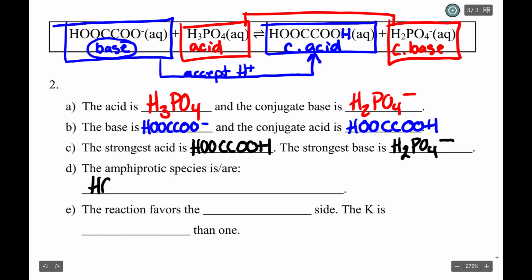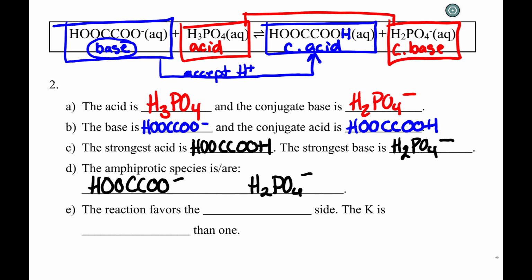My amphiprotic species are, there's actually 2. We addressed this one, HOOCCOO minus. We said that it could donate this hydrogen, and it could accept here. But H2PO4 minus is also amphiprotic. It actually has the ability to donate 2, so it's a diprotic acid. It has the ability to accept 1, it's a monoprotic base. And because it can do both, it's amphiprotic. So it falls under a lot of different categories.